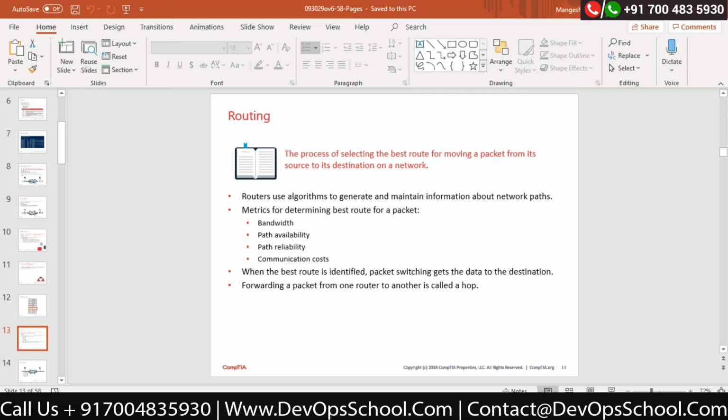Now, this is a very important process. It's called routing. Now, what is routing? Look at the definition. The process of selecting the best route for moving the packet from its source to its destination on the network. This process is considered routing.